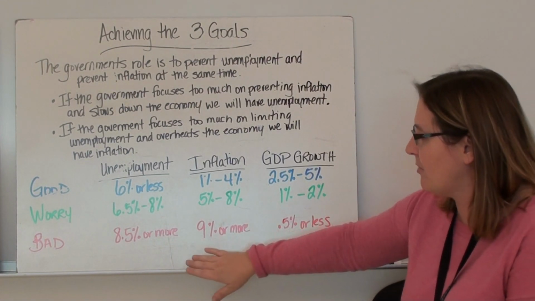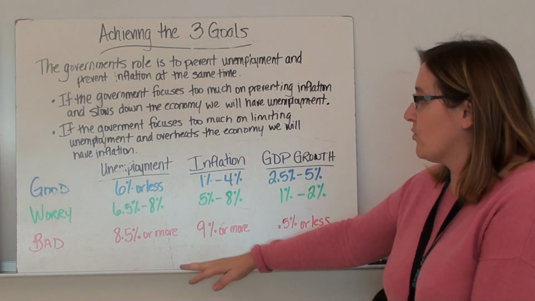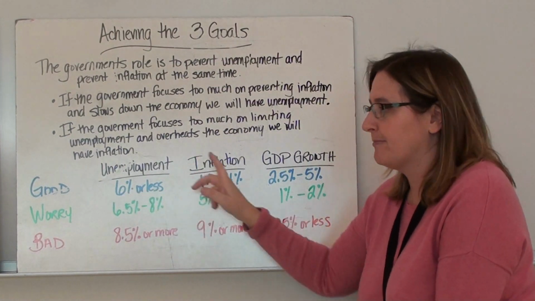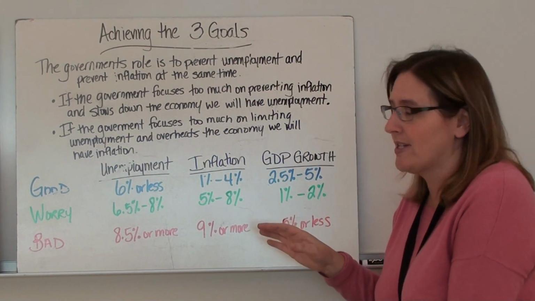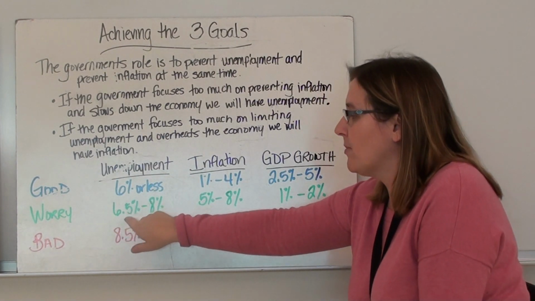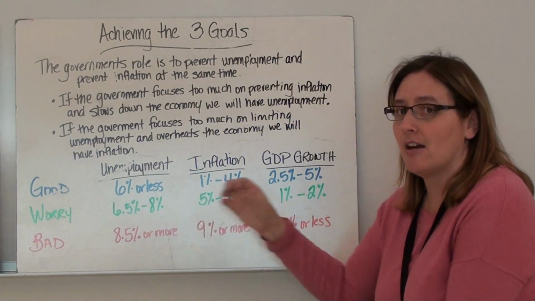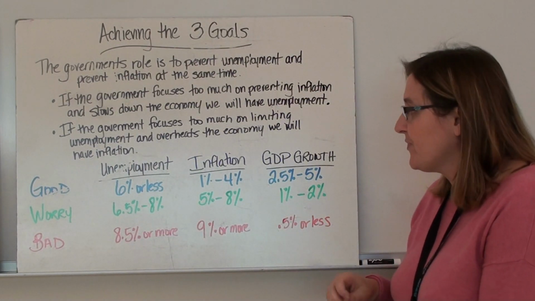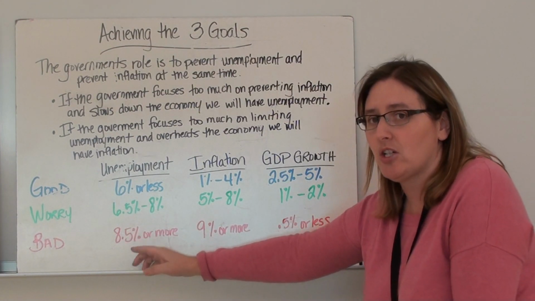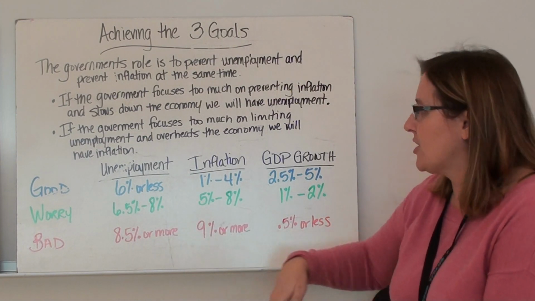So these are the numbers that we use to kind of see what's good, bad, and what we should worry about. So for unemployment, a good number is 6% or less. We actually want it to be between 6 and 4%. We start to worry when unemployment numbers go up to 6.5 to 8%. And if it's over 8.5, the unemployment rate, that's bad. For example, in 2010-ish, after the Great Recession or during the Great Recession, I believe the number got up to 10%, and that's why we called it a Great Recession.